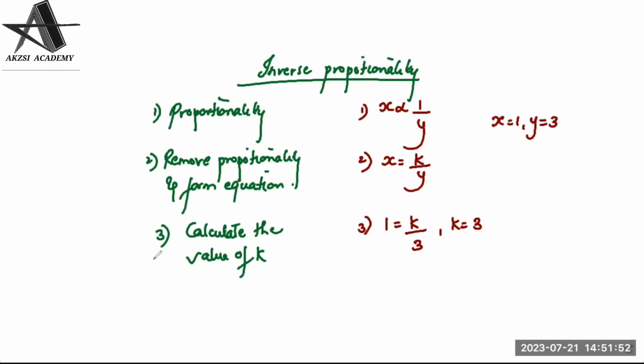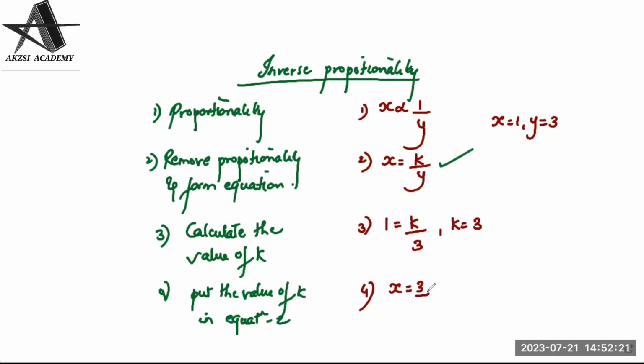The last step, you can clearly see, is exactly the same as what we did previously. Only the thing is, there it was x is directly proportional to y. Here it is the inverse relation. Now put the value of k in equation 2, from step 2. So fourth is, since we have calculated the value of k as 3, put it here: x is equal to 3 over y. So this is our final equation. So let me do one question on it.